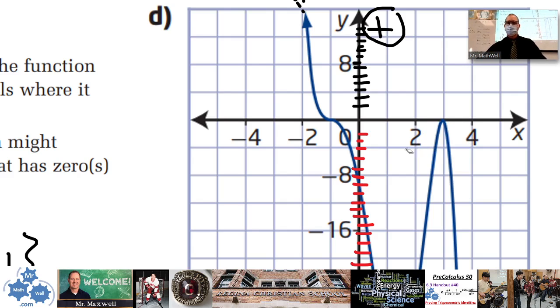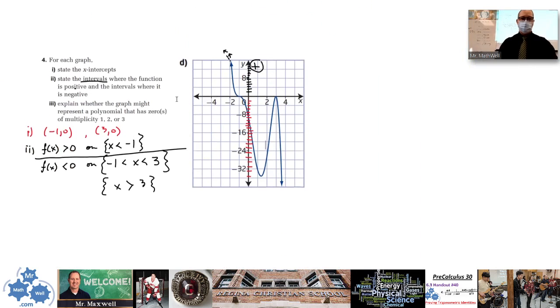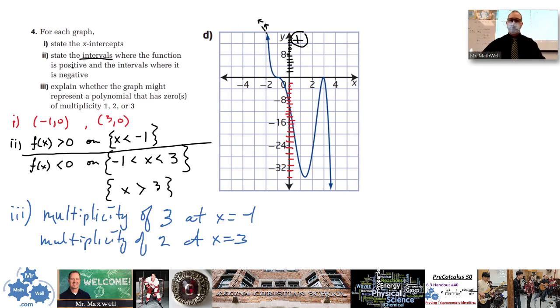So we could probably say there's a multiplicity of 3 here and a multiplicity of 2 there, and you just state that for part 3. We might just explain it this way: multiplicity of 3 at x equals negative 1, which we identified, and multiplicity of 2 at x equals 3. That's a fine way to answer that part of the question. Okay, does that help? You asked about 4D? Does that help? Any other questions about this one? All right.